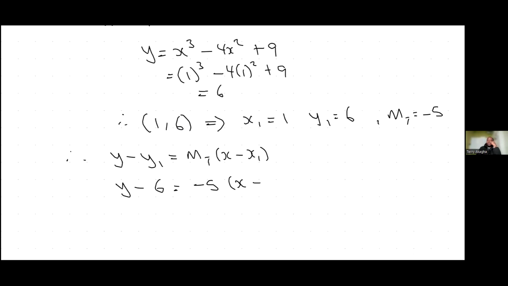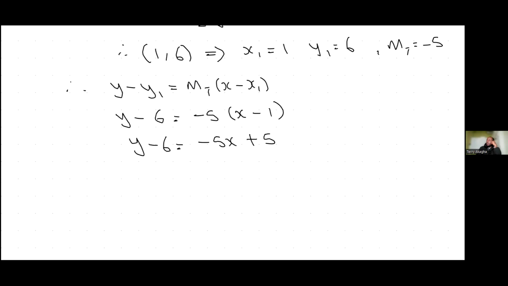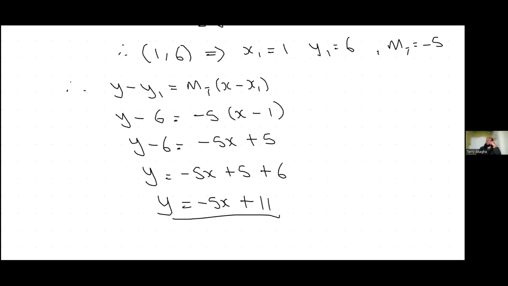Are you seeing it? So it's going to give us y minus 6 is equal to minus 5x plus 5. So we'll take 6 to the other side. So y will be equal to minus 5x plus 5 plus 6. Plus 5 plus 6 is going to give us 11. So y will be equal to minus 5x plus 11. And that will be the equation of the tangent at x is equal to 1.